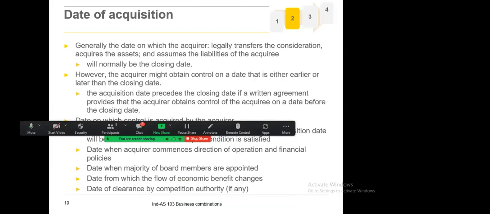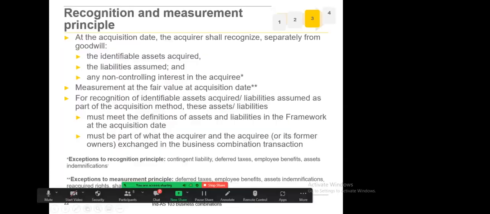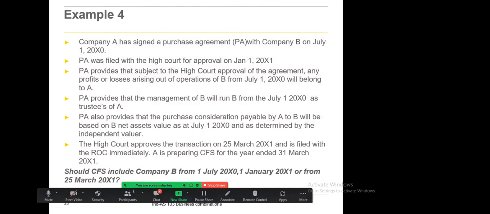Okay. Moving on to the next slide. Let us understand this with the help of an example. Company A has signed a purchase agreement, PA, with Company B on July 1. PA was filed with the High Court for approval on Jan 1, 2001. PA provides that subject to the High Court approval of the agreement, any profit and loss arising out of the operations of B from July 1, 2020 will belong to A. PA provides that management of B will run B from July 1, 2020 as trustee of A.